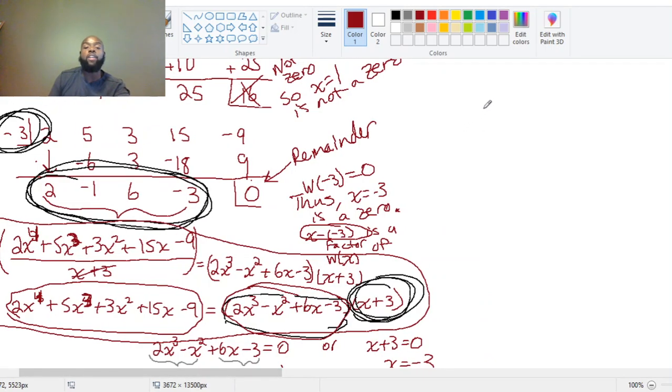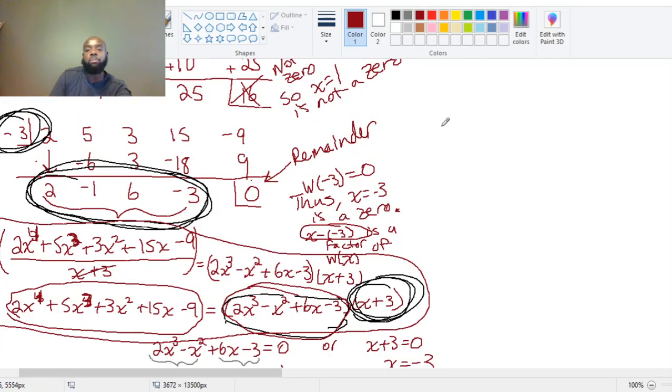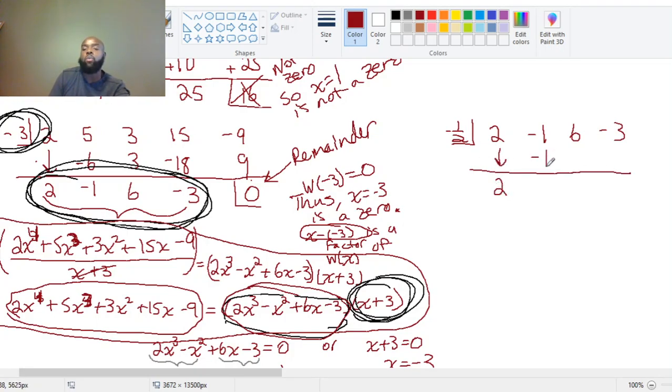I'm going to try another number. We found out that negative 1/2 was another zero, so I'm kind of cheating here. But I'm going to use that in synthetic division using my quotient. I just want you to be able to see this. I bring down my 2. 2 times negative 1/2 is a negative 1. Add those together, I get a negative 2. Add those to 2 times a negative 1/2 is a negative 1. Add those together, I get a negative 2.